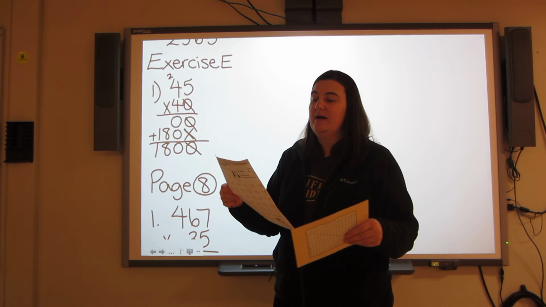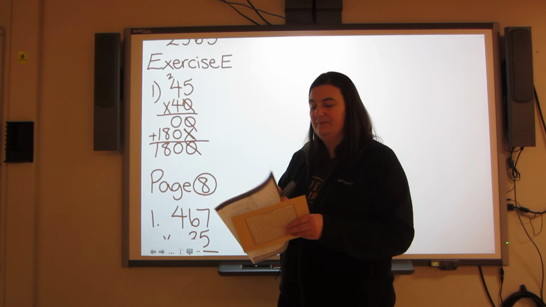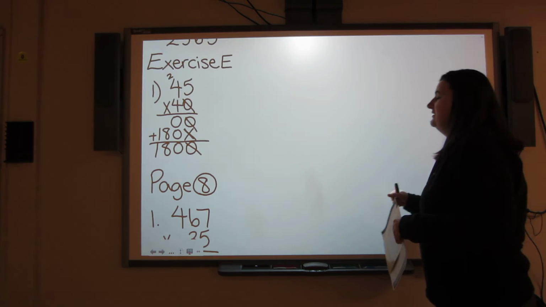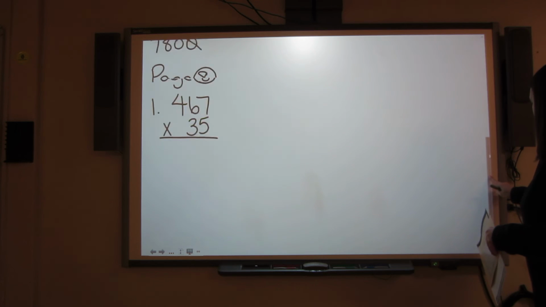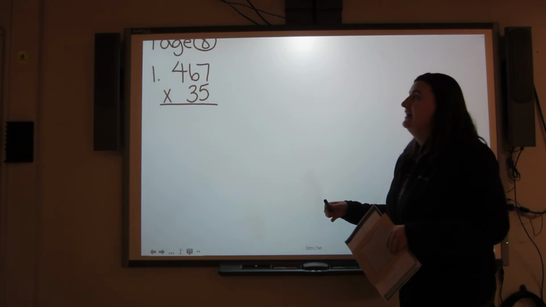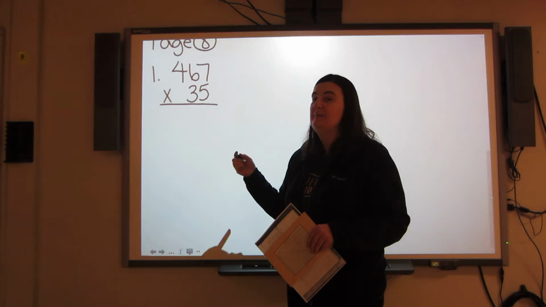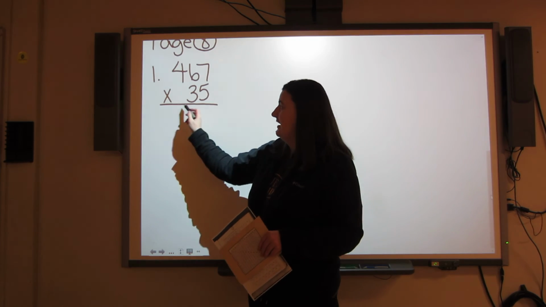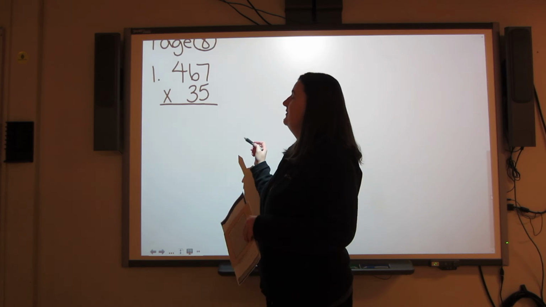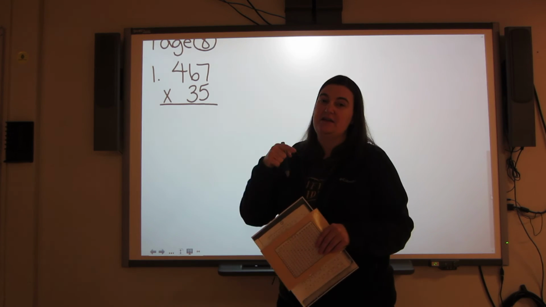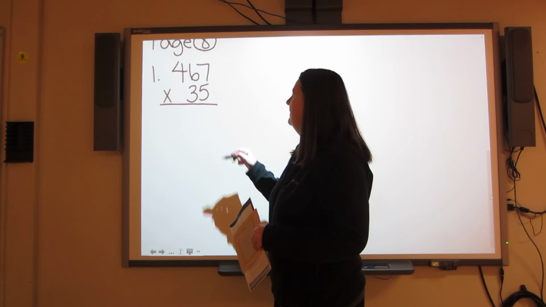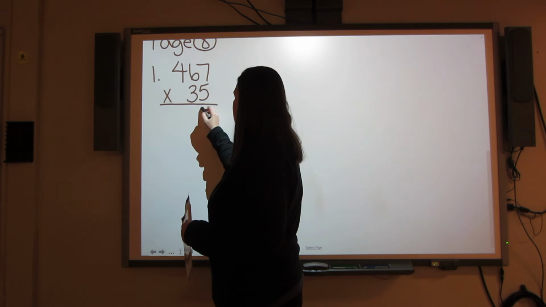All right, let's talk about page 8. Page 8 has 3 numbers on the top and 2 numbers on the bottom. So you know you're still going to have 2 lines of answers, because it's only the digits on the bottom that tell you about your answer lines. So 5 times 7 is 35.